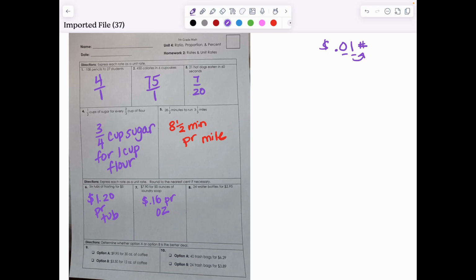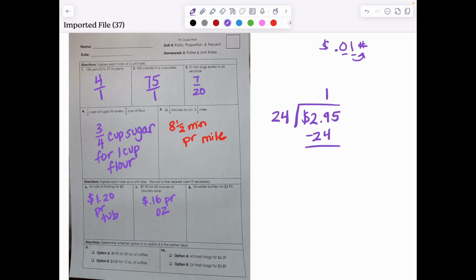All right, so here we have 24 water bottles for $2.95. We're going to take the 24 and divide it by the $2.95, because we're having 24 items. Hold on a second, let me try it the other way around. $2.95 divided by 24. That's the way we do it. You're spending $2.95 on 24 water bottles, so you want to find the price per water bottle.